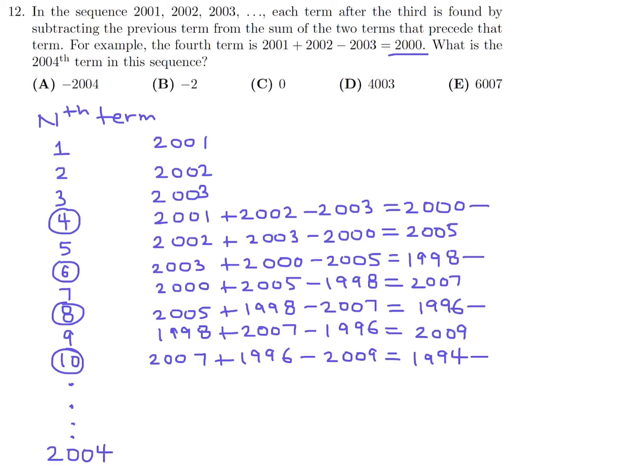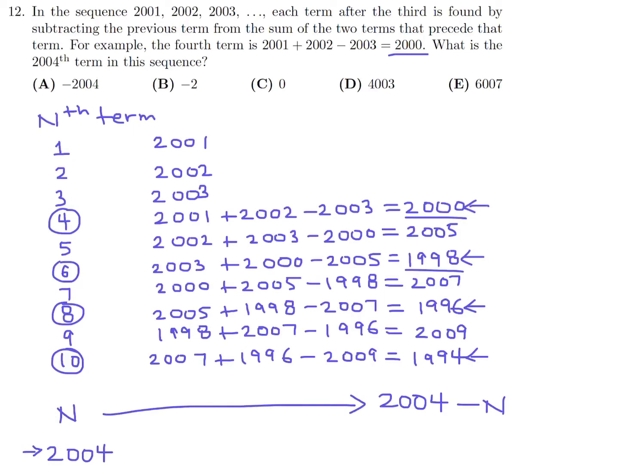It's going up, actually. Now, we want the 2004th term, right? So that's obviously even. So we want to follow that pattern right there. Now, is there some sort of a mathematical formula that I can get when n is a certain number? The value of that term will be a certain number. So, for example, when n is 4, it's 2000. When n is 6, it's 1998. When n is 8, it's 1996. So I think you're taking 2004 and subtracting n from it to get the value of that term.